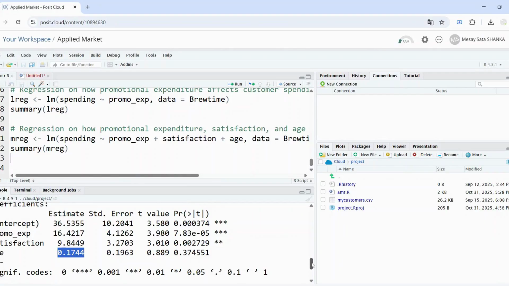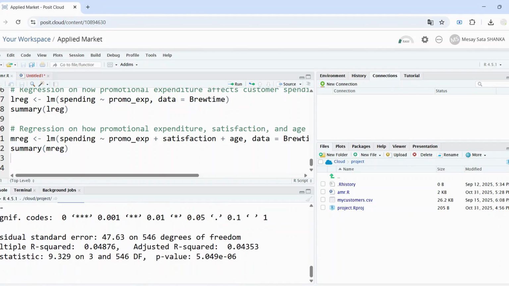The other one is the R square here. The R square value is 0.048, which means these three variables together explain about 4.9% of the variation in customer spending.